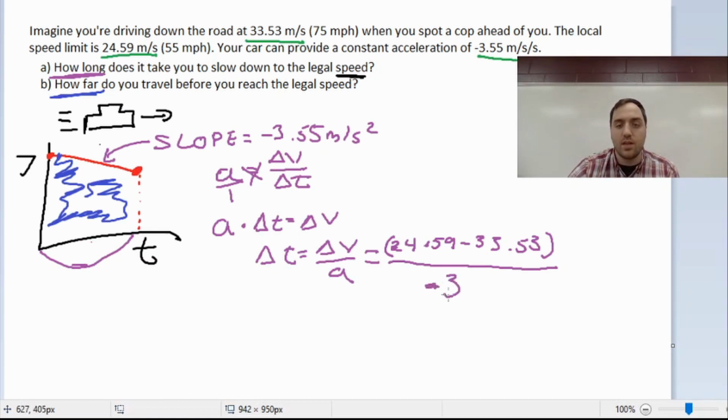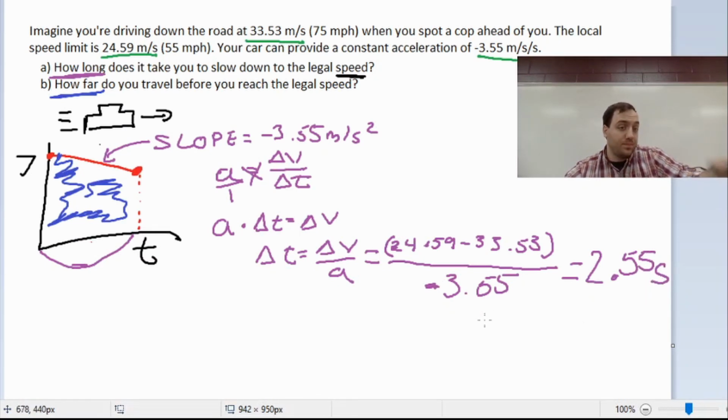My acceleration is negative 3.55. Now this all here looks messy, but it's just algebra. Subtract on top, then divide. So put it in your calculator, and you'll get 2.55. And because we're talking about time, it's almost inevitably measured in seconds. And there you go. Easy peasy. Now, granted, if you slam on your brakes and get 2.55 seconds to slow down, I'm sure the cop's going to notice anyway. So you might want to go a little easier on that than that, but that's the time.